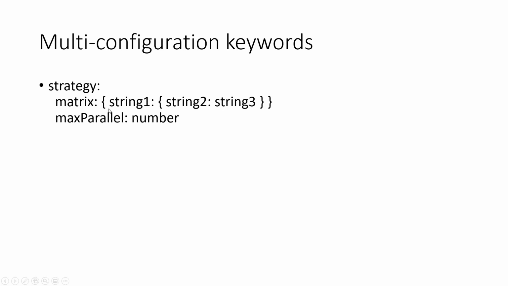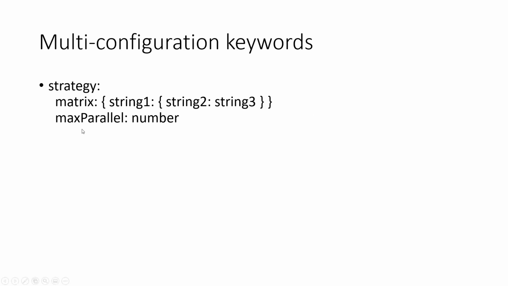So what we have is string 1 being the name of the specific instance of the job we're going to run, and then string 2 and string 3. String 2 are the variables that we want to pass in to that specific instance, and string 3 are the values of those variables. Trust me, this will make a little more sense with an example.